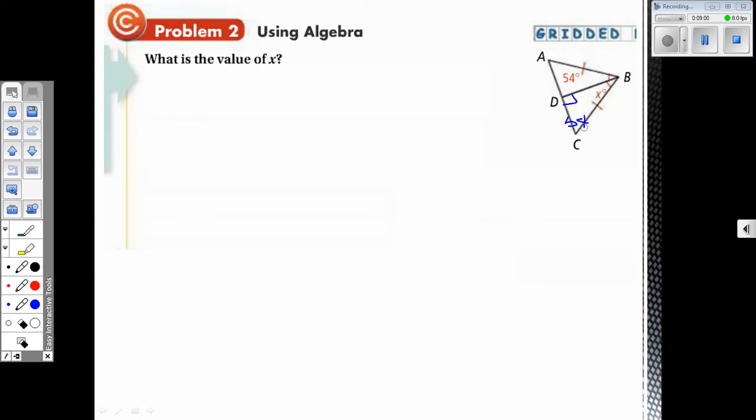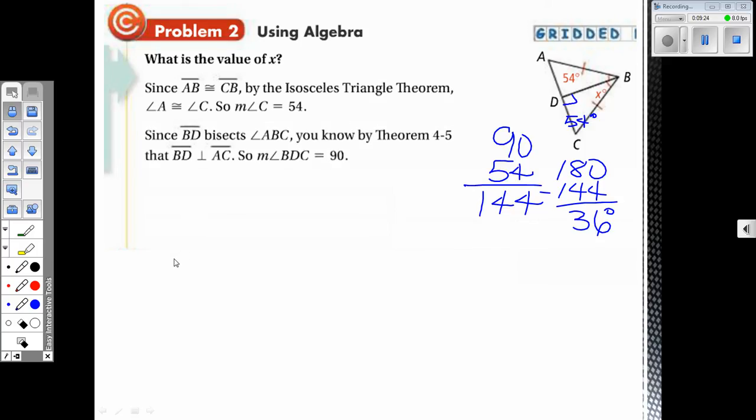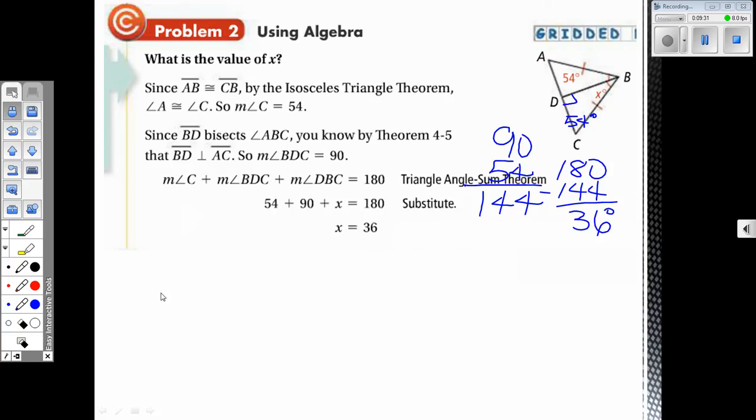If A is 54 and this is isosceles, what's C? 54. So now how do I find X? Good. Add 90 and 54 and subtract from 180. Okay, so 180 minus 144, right? 36? Okay, so what you do, A is equal to C, so C is 54, right? It bisects, so it's 90. Add those together and subtract from 180, right? And we get 36 degrees. Yes? Make sense?